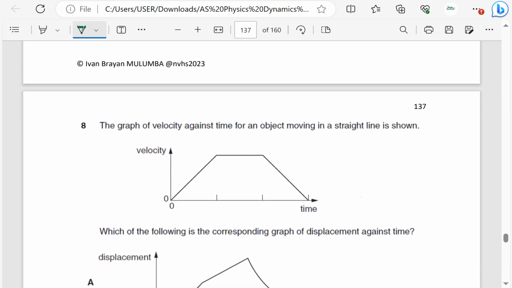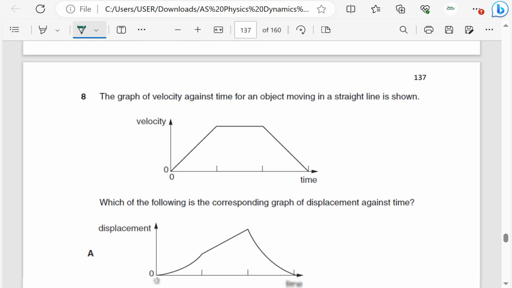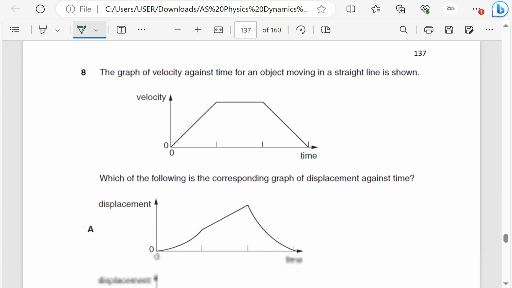The graph of velocity against time for an object moving in a straight line is shown. So it is velocity against time. Which of the following is the corresponding graph of displacement against time? Remember, for a displacement against time graph, its gradient is the velocity.